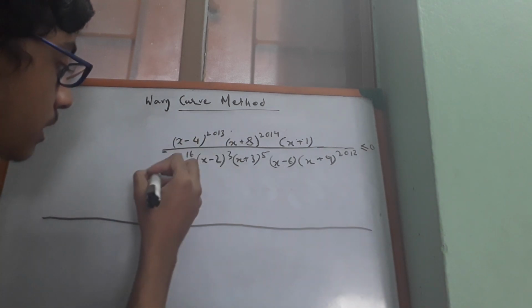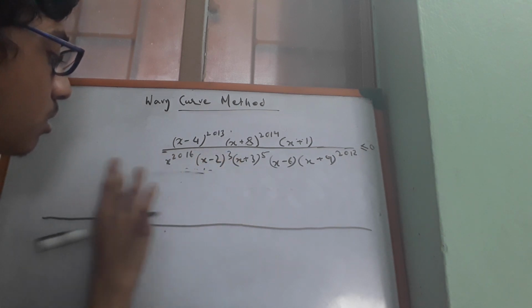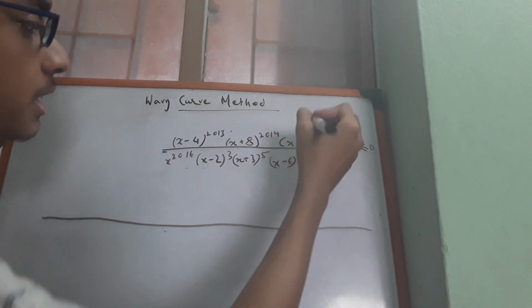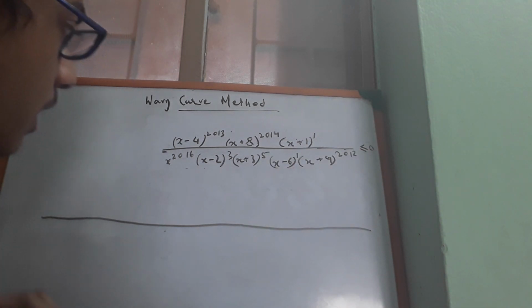This x to the 2016 can be written as x plus 0 to the 2016. Just in case, I might keep it like that also. And x plus 1 is just x plus 1 to the power of 1, and x plus 6 to the power of 1. That's all. So the critical points.